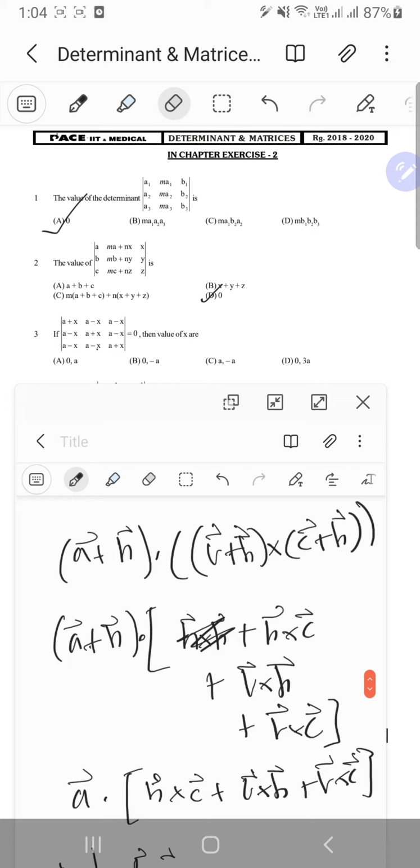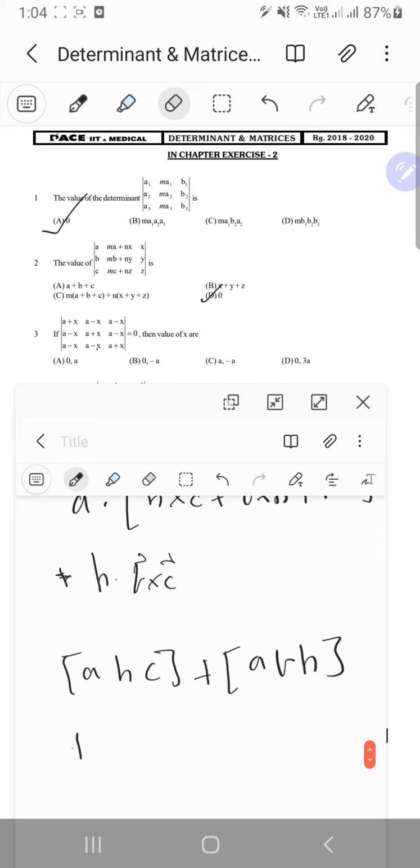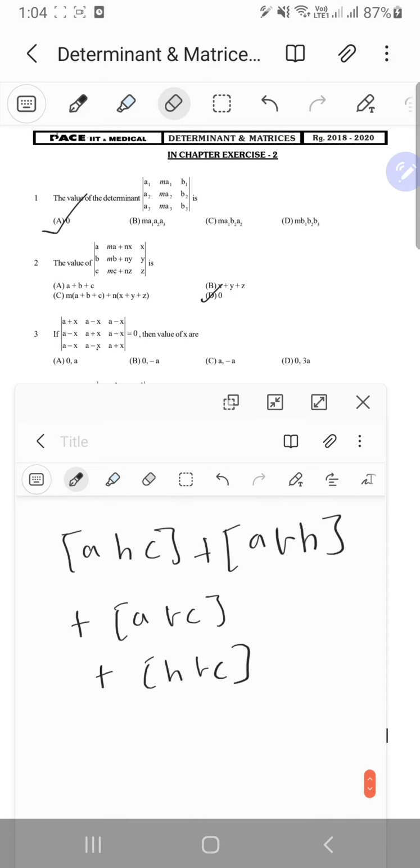Okay, so what will it be like? It will be a h c plus a b h plus a b c plus h b c, and we don't want it like that, we want it in a better format. So I will write it like this. It will be first this thing, h b c, okay.